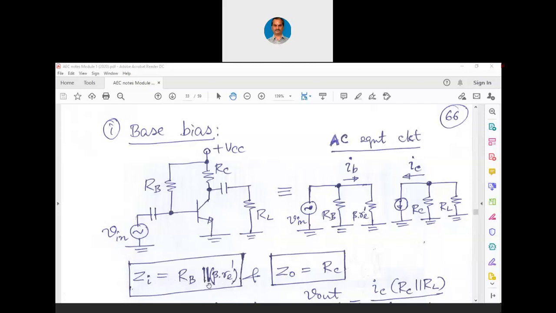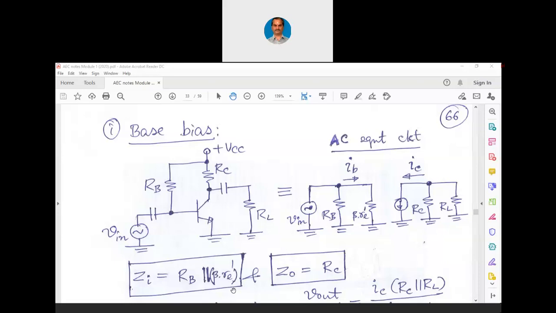The value of RB we already know. The value of beta is given by the manufacturer. And the value of RE we can easily find out using the formula 26 millivolts divided by IE, as I discussed in the previous class. That 26 millivolts is nothing but the thermal voltage, and at 27 degrees centigrade it is equivalent to kT by Q, which is equivalent to 26 millivolts. Please recall all those basics.